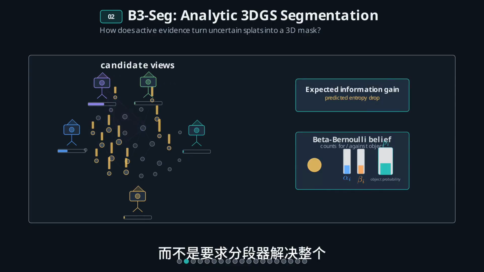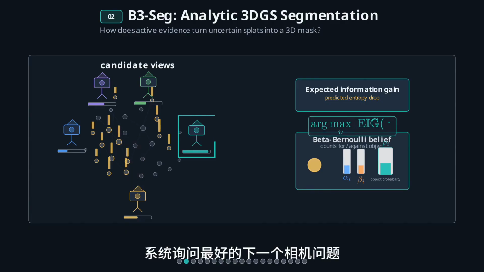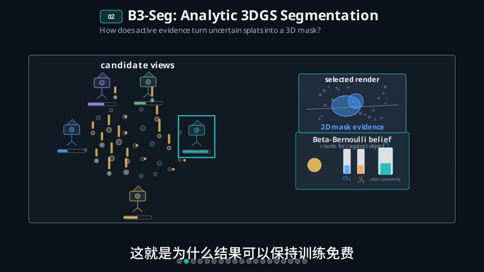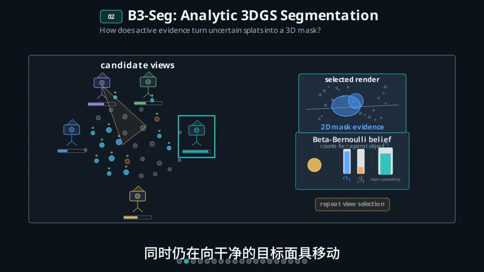Instead of asking the segmenter to solve the whole 3D scene at once, the system asks the best next camera question, converts a 2D mask into evidence, and sharpens the splat probabilities. That is why the result can stay training-free while still moving toward a clean target mask.